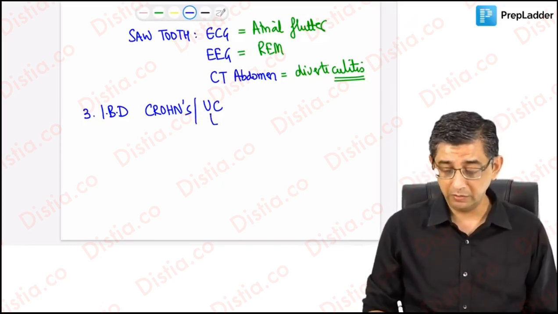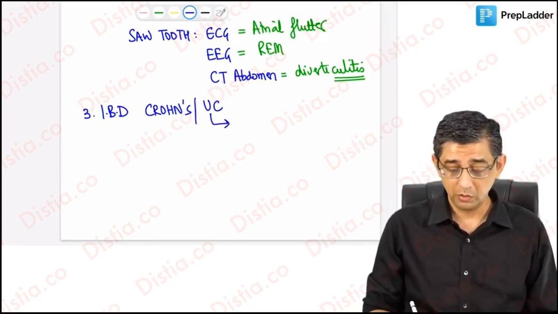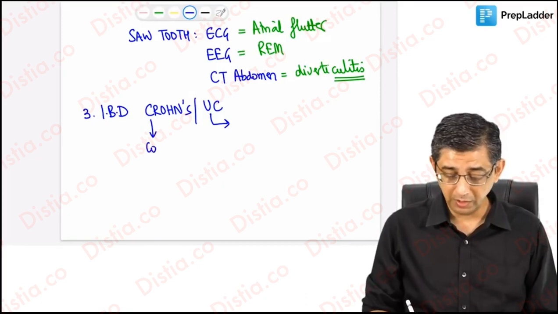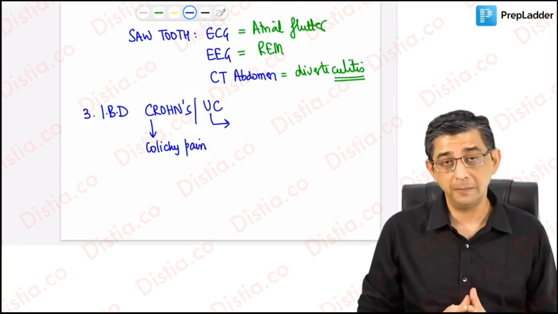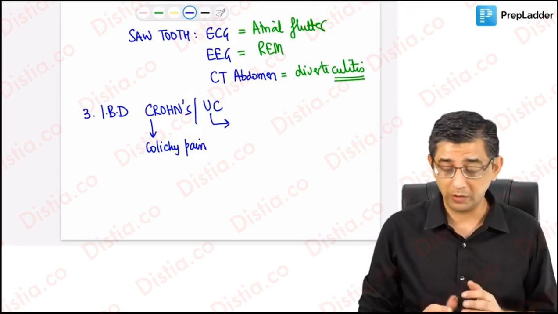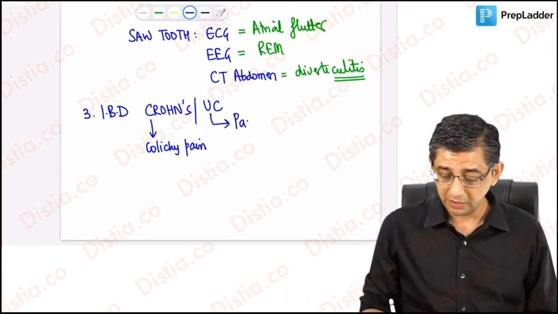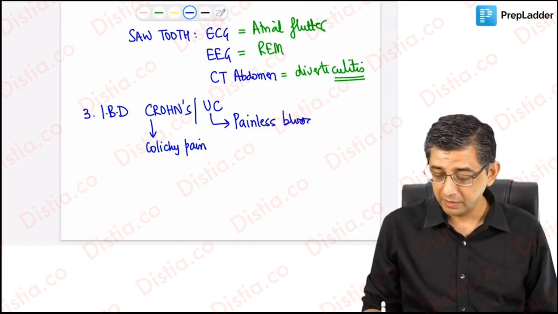I'm very sure you are aware that when it comes to Crohn's, because there is going to be stricture formation, most patients of Crohn's will initially have colicky pain that can even interfere with sleep. The person might wake up in the middle of the night with colicky pain. But in ulcerative colitis, because there's rectum involvement, there's a proctitis, so the presentation of ulcerative colitis is mainly in the form of painless bloody diarrhea.